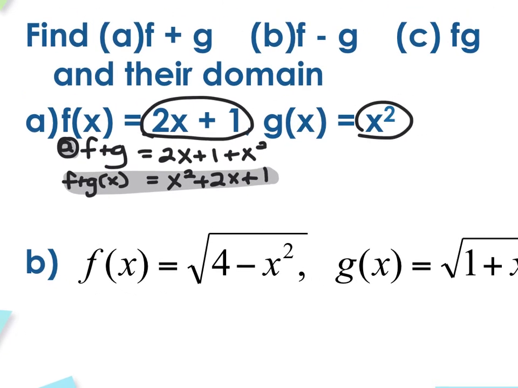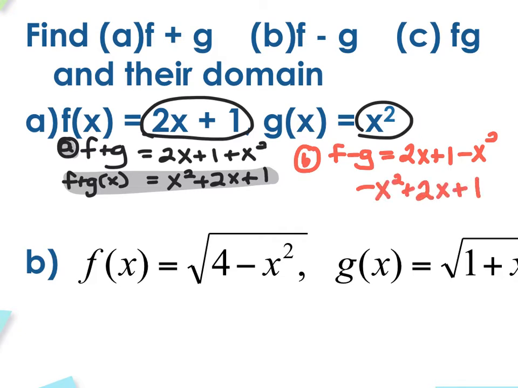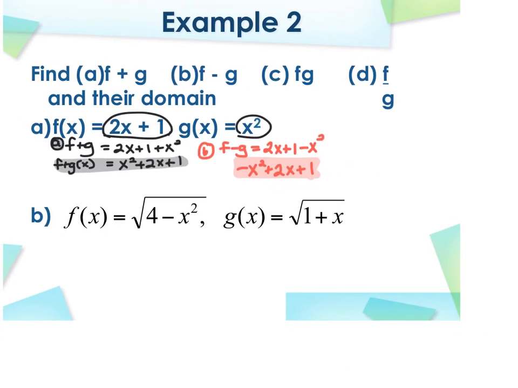Then comes f minus g. So I do 2x plus 1 minus x squared. Again, see if you can combine like terms. You can't. So I would do negative x squared plus 2x plus 1. With me so far? Then we get to f times g.